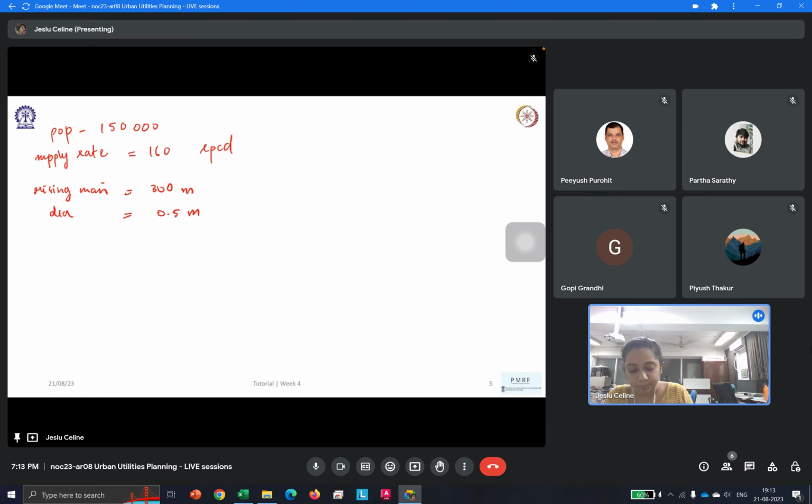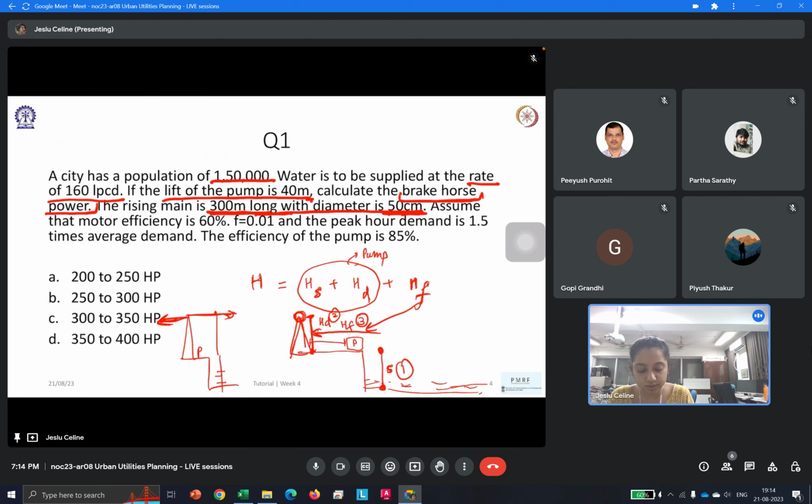Now efficiency. The next information which was given is the efficiency. We've been given that the motor efficiency is 60% and the efficiency of the pump is 85%. The question asks us to find brake horsepower. Now, brake horsepower is equal to water horsepower divided by efficiency. This is the formula that we learned.